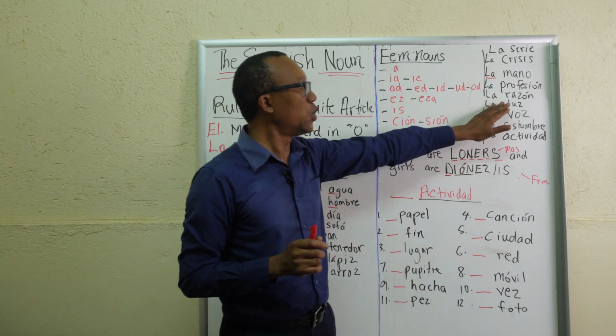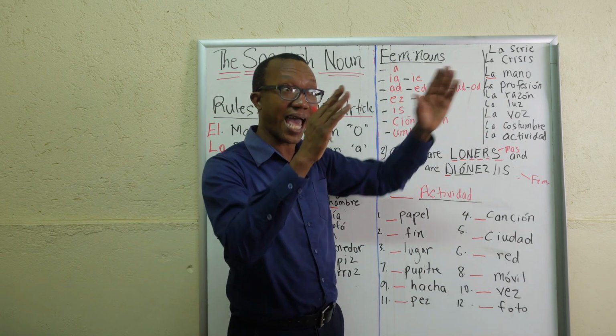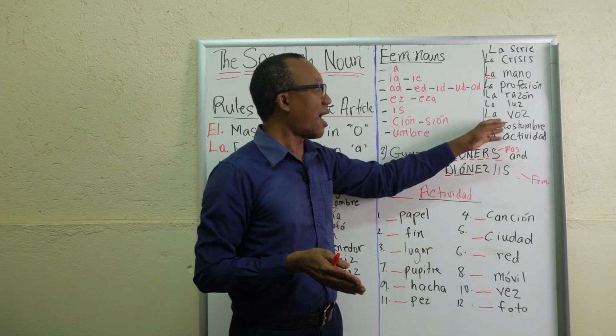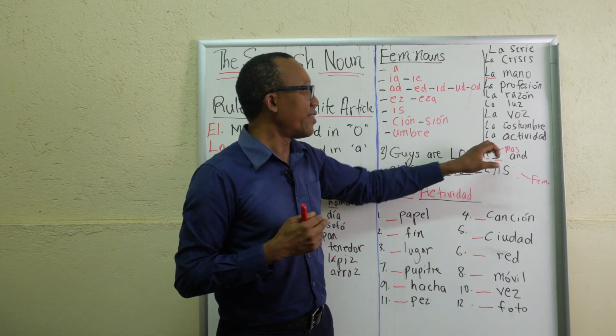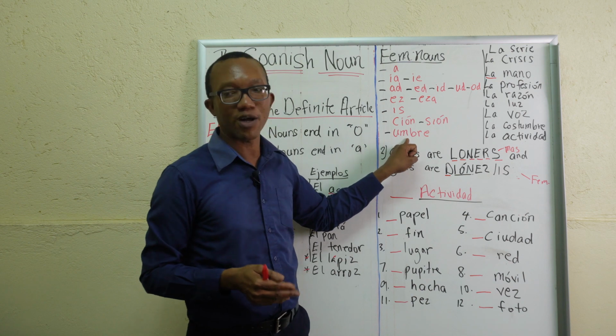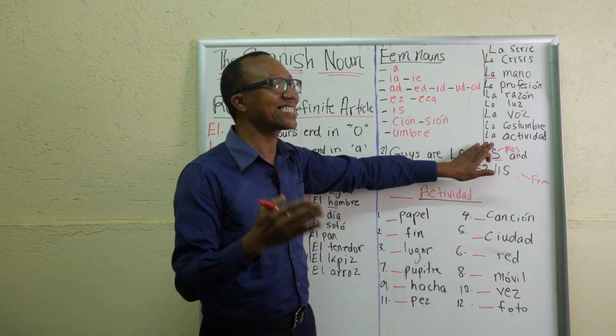Then we have la luz, right? So you have the EZ or the Z, which means light, la luz, and la voz, your voice, our voice, right? La voz. Then la costumbre, the UMBRE, la costumbre, custom. And of course, la actividad.